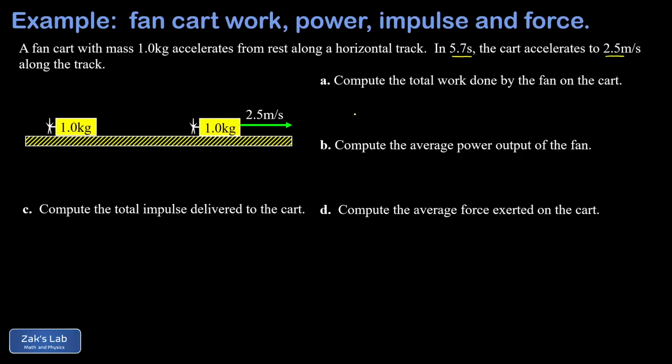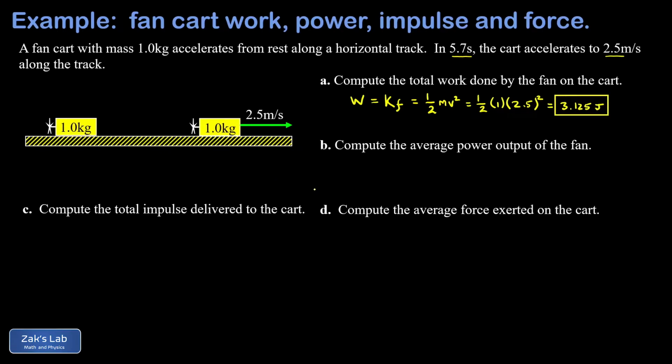So all we have to do here is observe the final kinetic energy of the cart. That energy was input into the cart by the fan, and so the total work done by the fan is equal to that final kinetic energy. That final kinetic energy is given by 1/2 mv squared, and we plug the numbers in, and when we run the numbers, we get 3.125 joules of work.